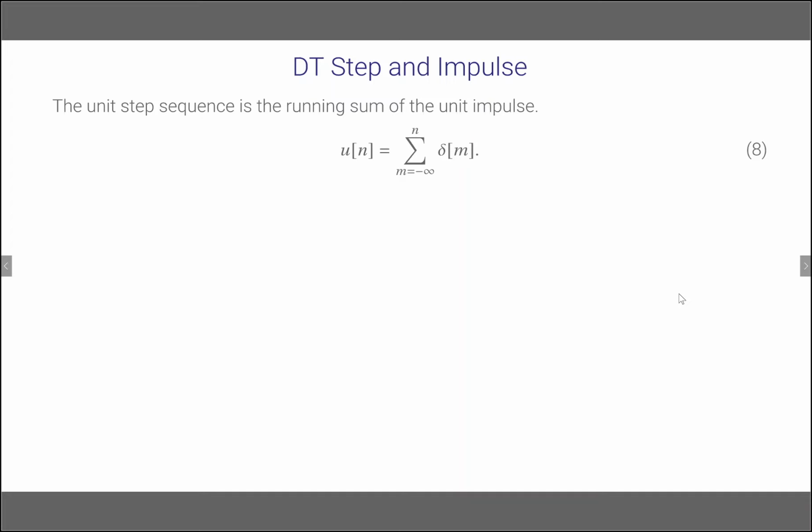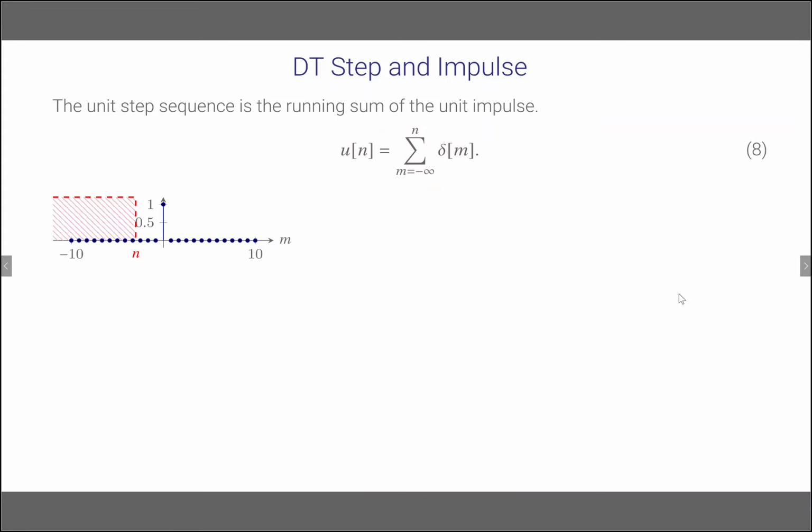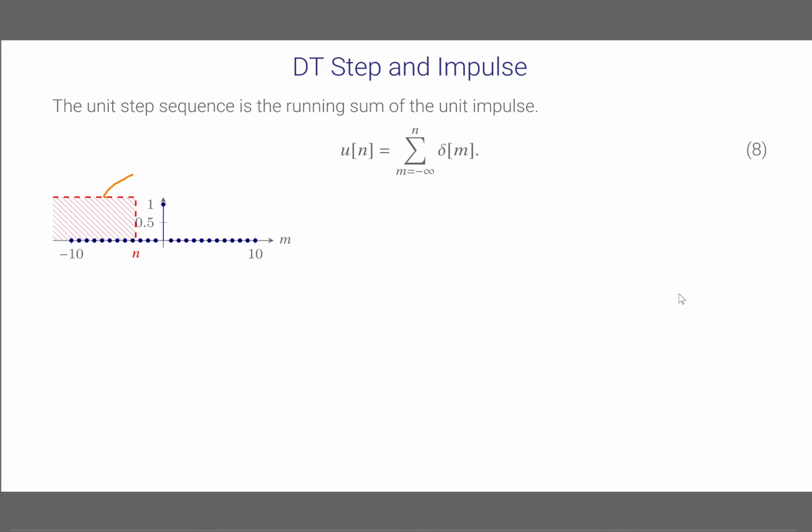Now another interpretation is that the unit step sequence is the running sum of the unit impulse. Running sum. Now notice that here we have used the dummy variable m, and m goes from minus infinity to n to obtain u[n]. Now we have to pictorially see what this is. Okay, now I am showing the summing interval with this red shaded area. So I sum up until n. In this case, n is less than 0.